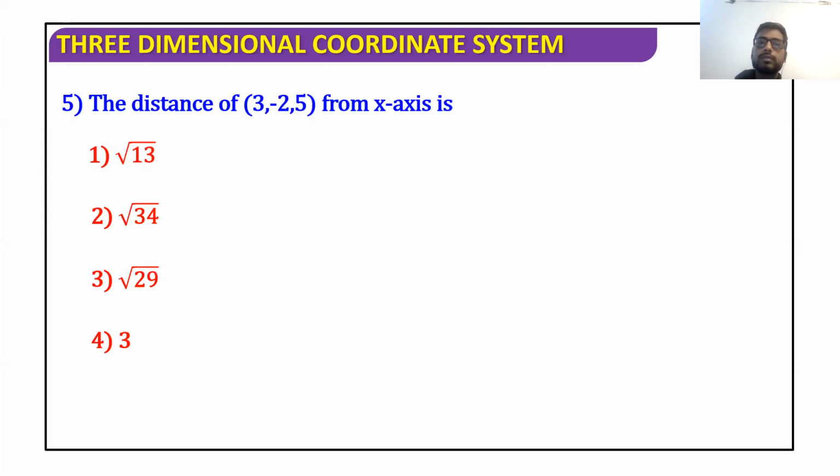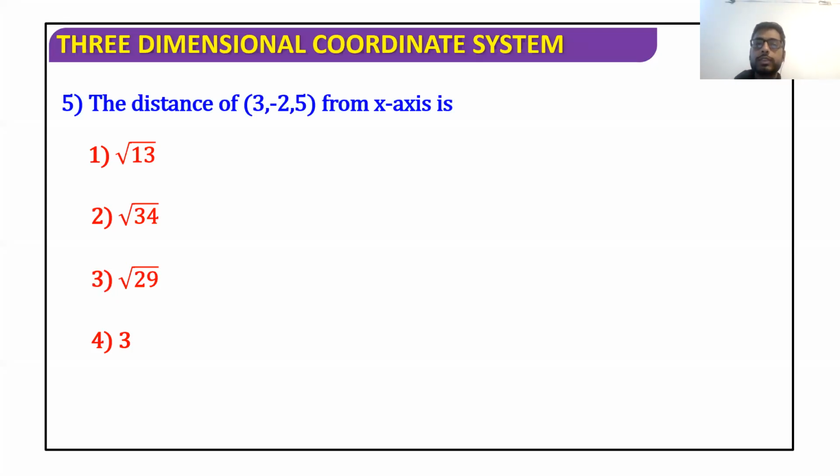The distance of a point 3, minus 2, 5 from the x-axis is equal to question mark. Here it is mentioned that I have to check the distance from the x-axis. So when I check from the x-axis, I'm going to consider my yz coordinates. The formula is under root of y square plus z square. So the answer is under root of minus 2 square plus 5 square. Minus 2 square is 4, 5 square is 25. So 25 plus 4, under root of 29. Answer is under root 29.